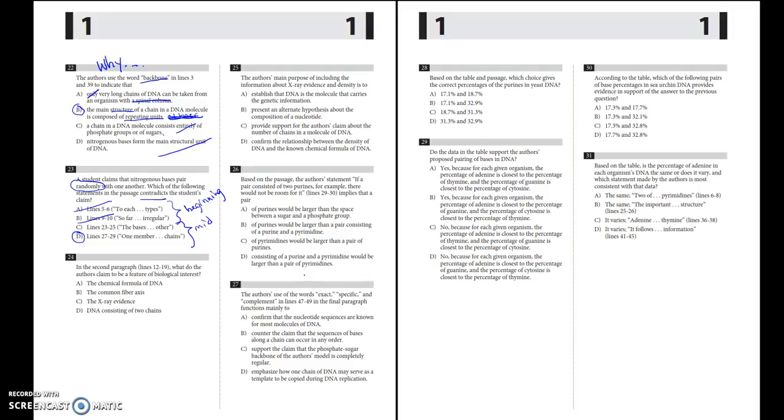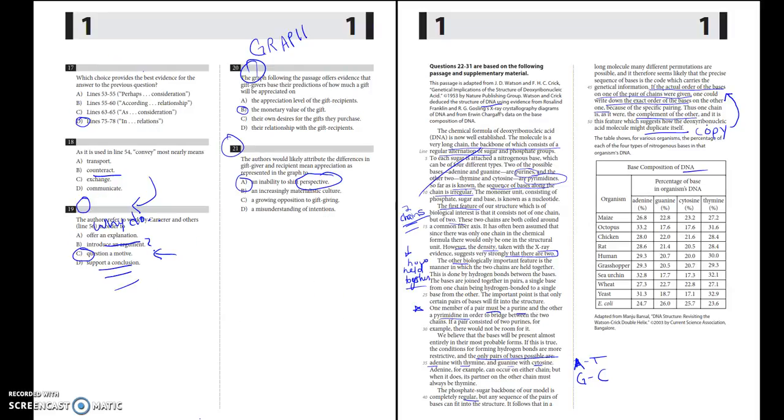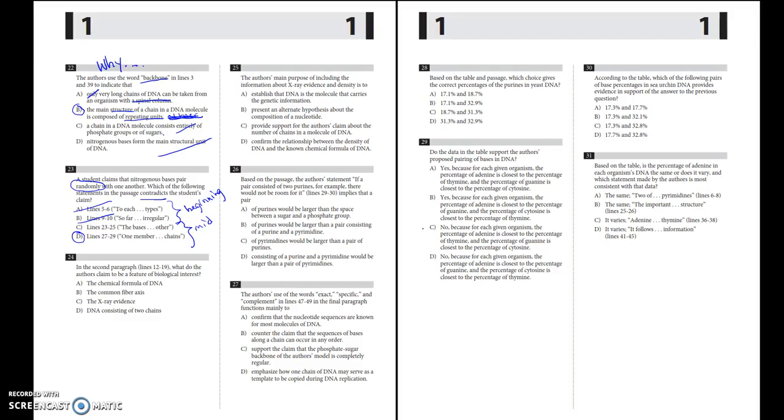Okay, on to 24. The second paragraph, what do the authors claim to be a feature? Well, we notice that this is the paragraph they're talking about in here. The first feature is that it's two chains. So we need an answer that has two chains. DNA consisting of two chains. There's our answer. Simple, simple, simple. When they tell you which paragraph to look for, the answer, oh man, these short answers are really nice, so you got to fly through them.